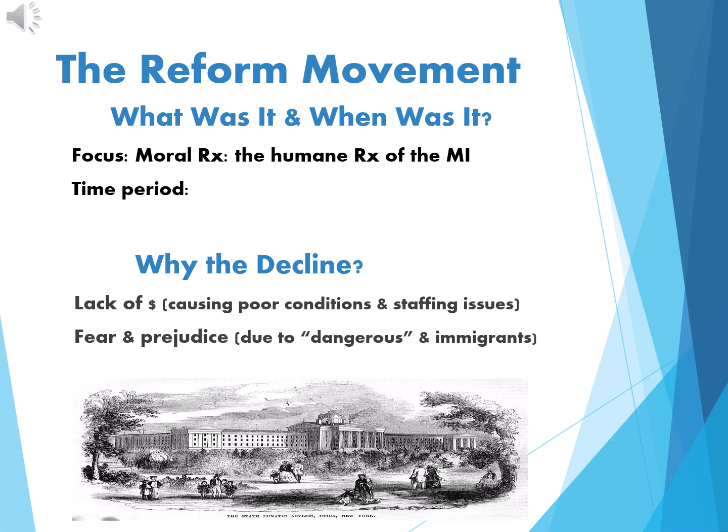During this time period, instead of the traditional inhumane treatment that had been the norm, the focus was now something called moral treatment and moral therapy. At the heart of this moral therapy was the humane treatment of the mentally ill. It flourished until the late 1800s, at which point it started to rapidly decline.